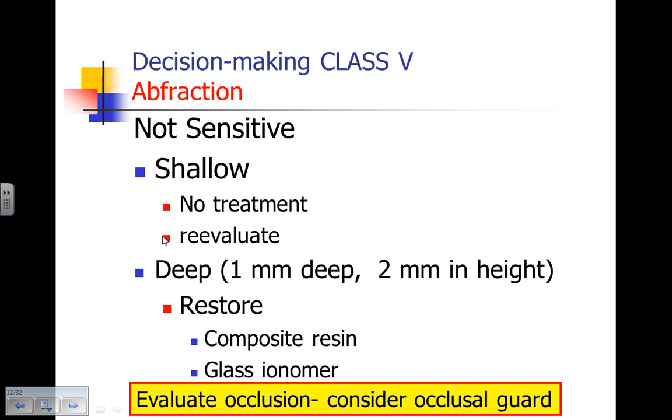As these lesions get deeper, and we're talking about depths of 1 millimeter deep and 2 millimeters in height, which can easily be measured with a periodontal probe, we're going to consider a restorative intervention with either composite resin or glass ionomer. Since abfraction lesions are teeth that are flexing upon the root, we're going to also evaluate the occlusion, consider an occlusal guard, or in some cases where there's malocclusion, we may consider a limited occlusal adjustment or a complete occlusal adjustment.